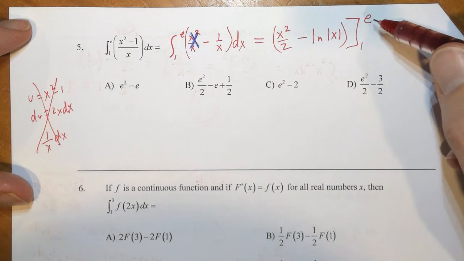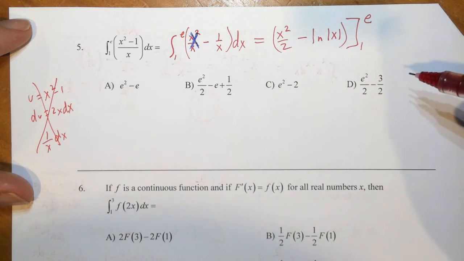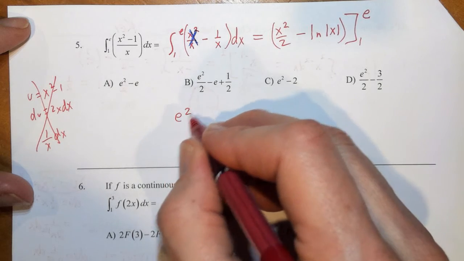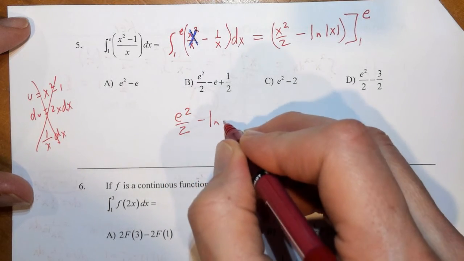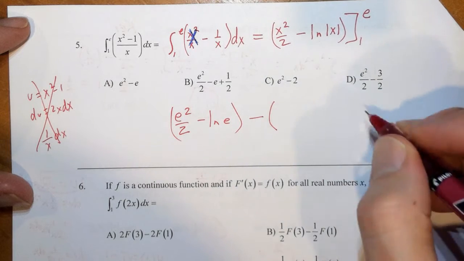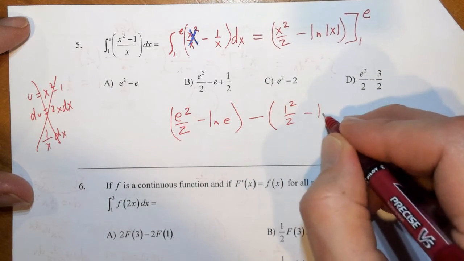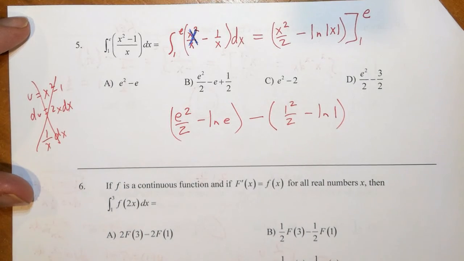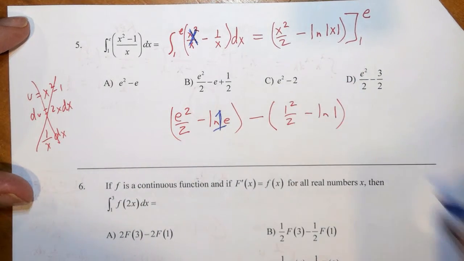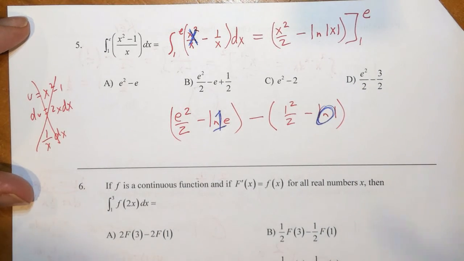Makes a little more sense now why e is one of our bounds, right? Because we know e and natural log are going to work together. Okay, so what's happening? We plug in e first. So we have e squared over 2 minus the natural log of e. And then we're going to subtract. Now we do the lower bound: 1 squared over 2 minus the natural log of 1. The natural log of e, we know that's just 1. The natural log of 1 is just 0.